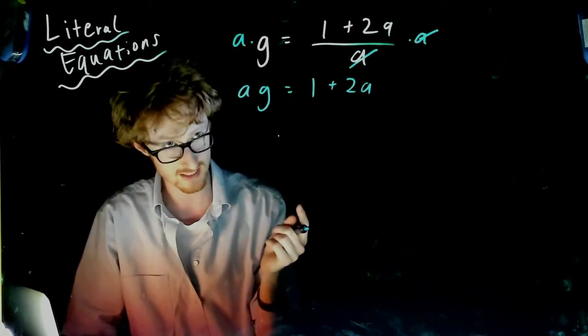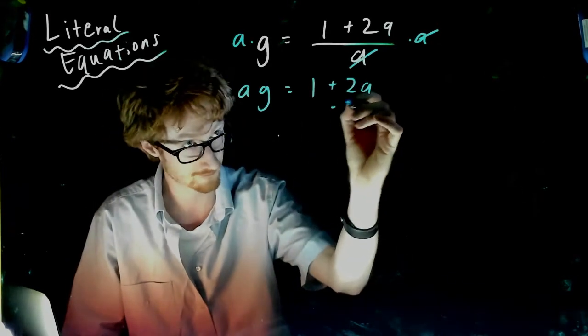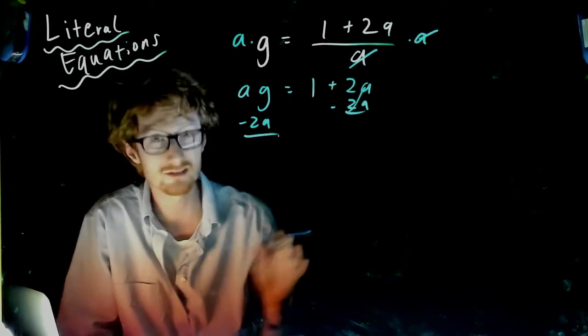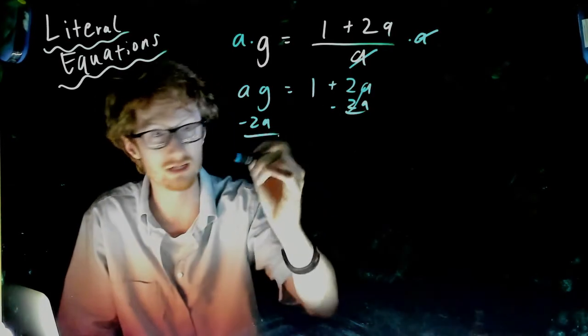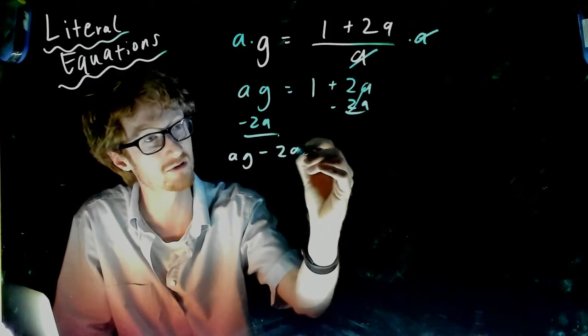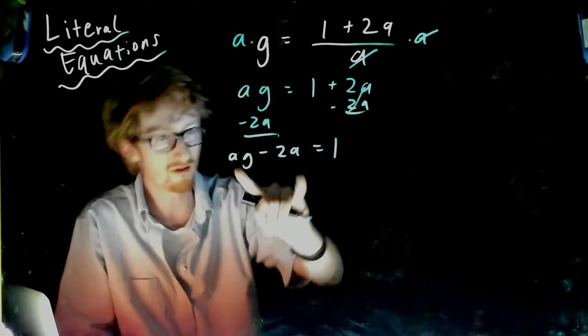Well, we want all of our a's on one side, obviously. So this has an a, this has an a. So they probably need to go together. So let's move it over. Now, again, there's nothing to combine here. So literally, as I said, literal equations are called literally for that reason. ag minus 2a equals 1. Your a's aren't by themselves yet, are they? But they are on this side.